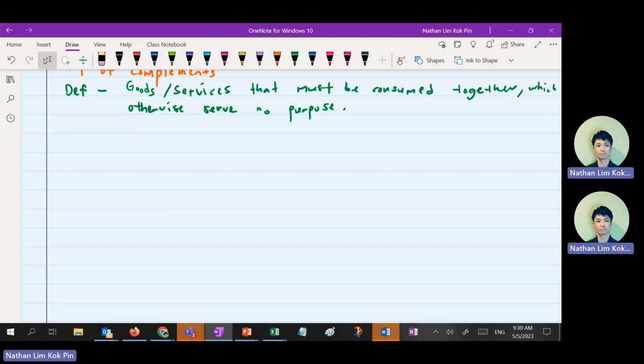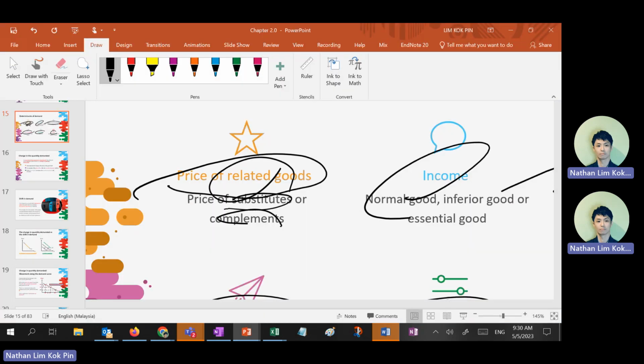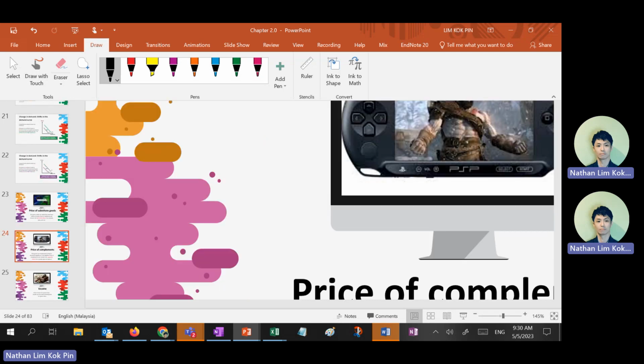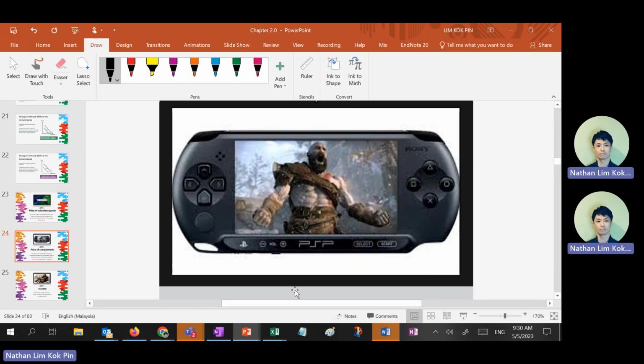Anyway, let's continue. So now I give you the same two things. You tell me what's their movement. Is it either movement along or shift, right? So the complement for mine is PSP. I don't know, does your generation still know what PSP is or not?